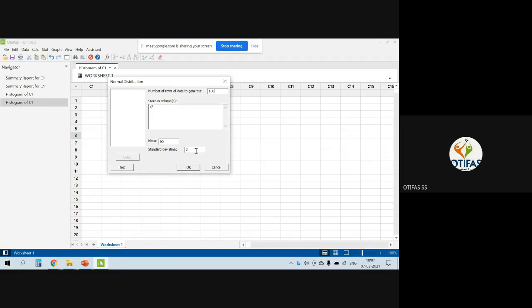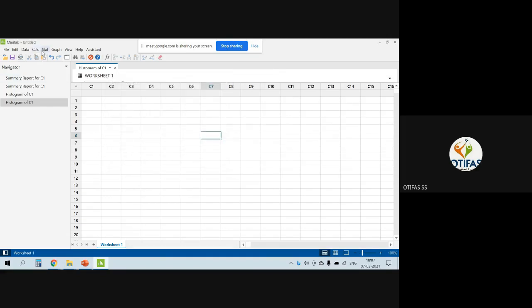Similarly, every distribution will have certain parameters that you need to know. For example, binomial distribution, Poisson and binomial distribution. In binomial distribution, you need to know two things. One is the number of trials, and then you need the probability. Let me see if binomial is there. So in the normal distribution, Minitab is asking this. So a normally distributed distribution, we can describe it with the help of mean and standard deviation.